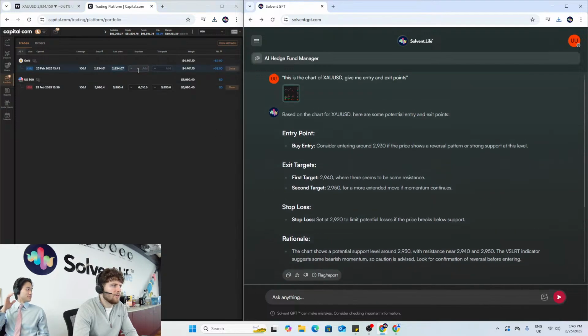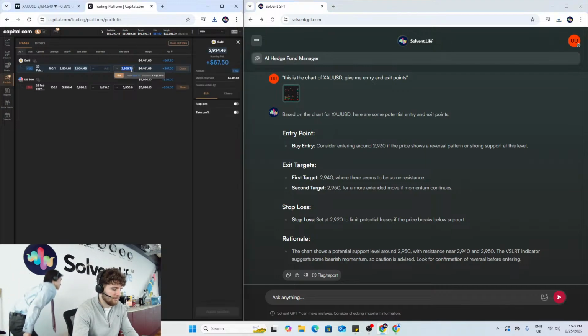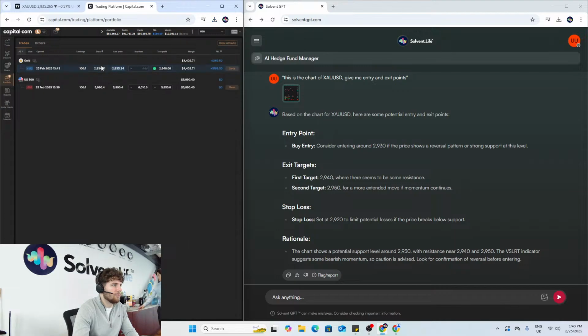So first target 2940, 2950. So we'll set it as 2950. No, we'll go 2945, 2940. Sorry. Yeah, we'll go with that and see what we end up with. Our stop loss we're going to set as 2920.